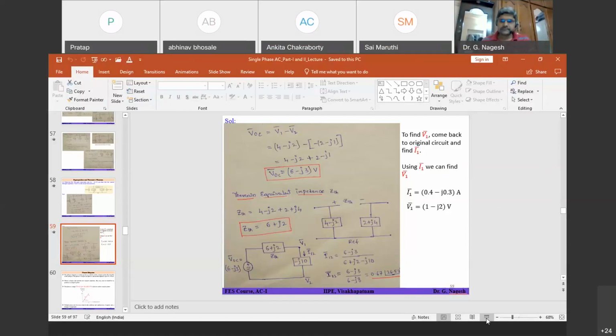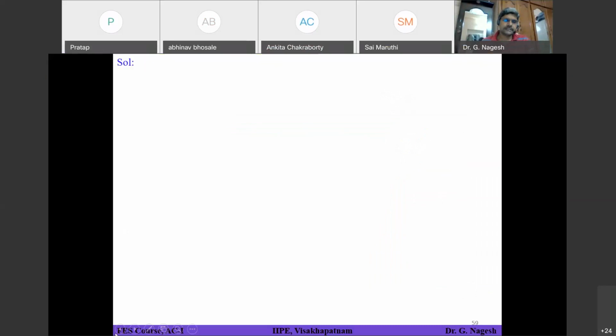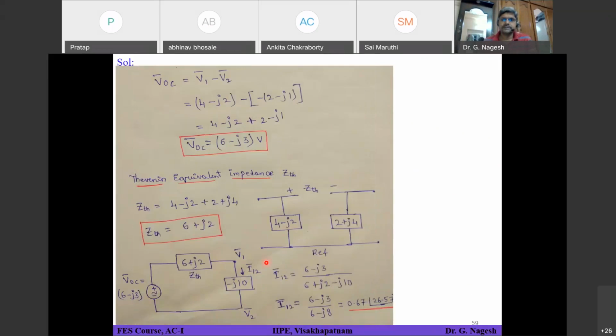So in the last class, we discussed a number of problems. We tried to solve using different techniques for AC circuits. We have seen nodal analysis, mesh analysis, superposition theorem, and Thevenin's theorem also. This is what we discussed in the last class.